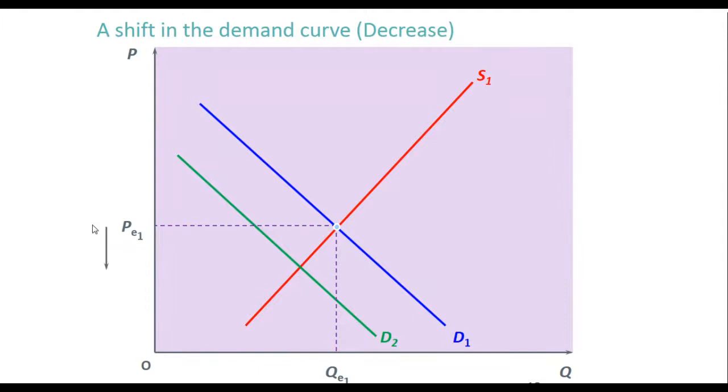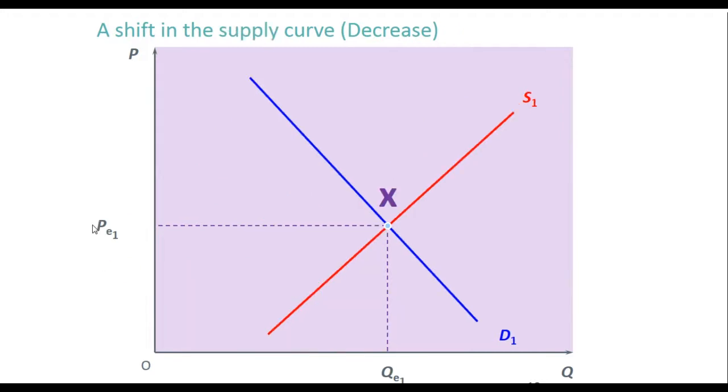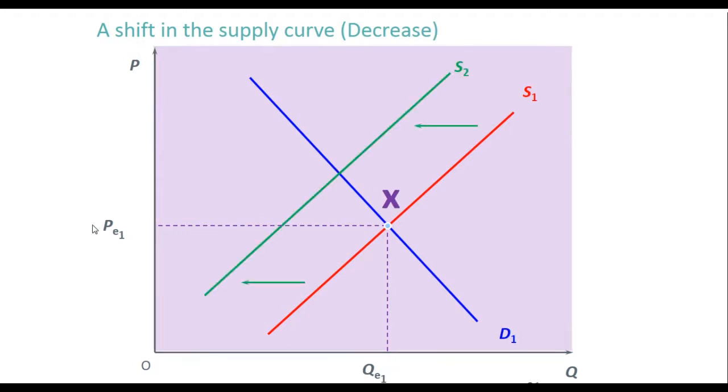As the demand curve shifts to the left from D1 to D2, our new X marks the spot, denotes a situation where price has fallen to PE2 and the quantity has fallen to QE2. Now let's look at a decrease in the supply curve. S1 is shifting to S2.